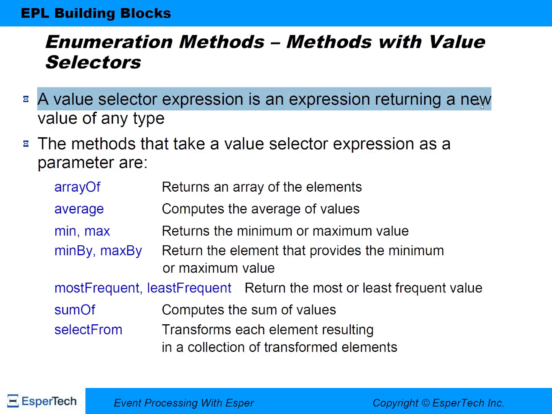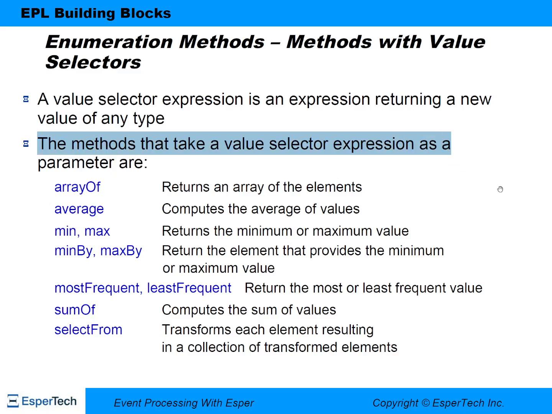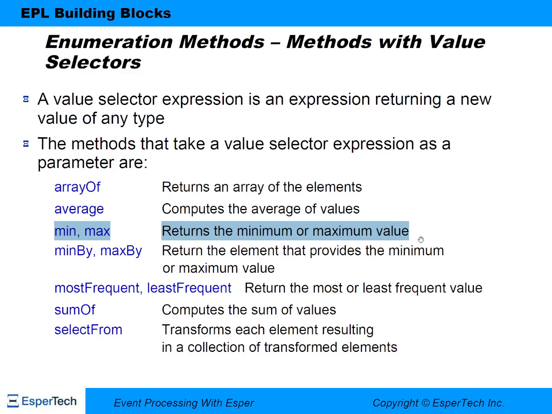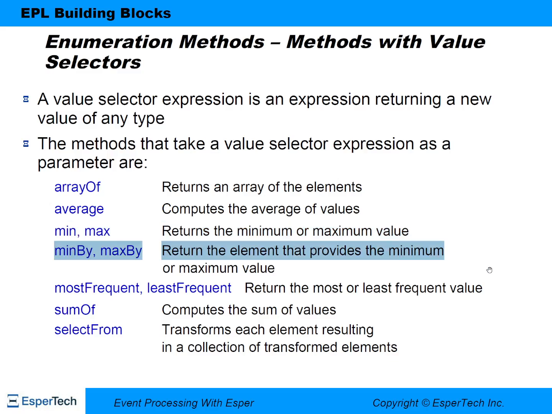A value selector expression is an expression returning a new value of any type. The methods that take a value selector expression as a parameter are: the arrayOf method returns an array of the elements. The average method computes the average of values. The min and max methods return the minimum or maximum value. The minBy and maxBy methods return the element that provides the minimum or maximum value.